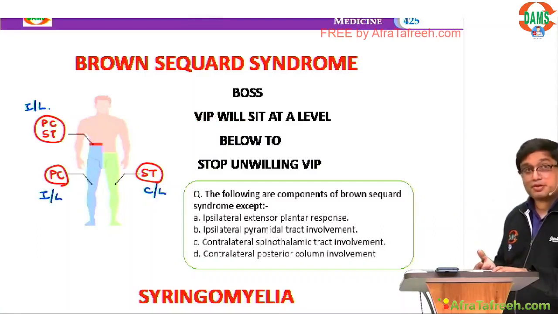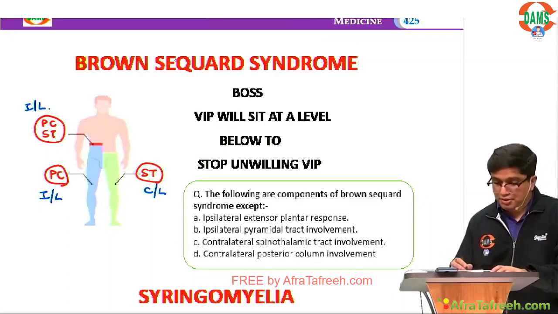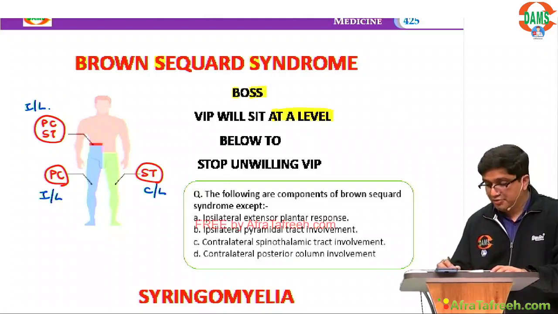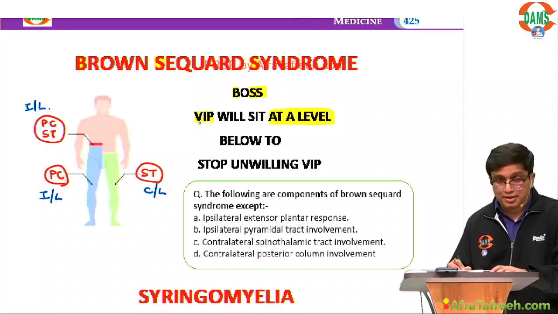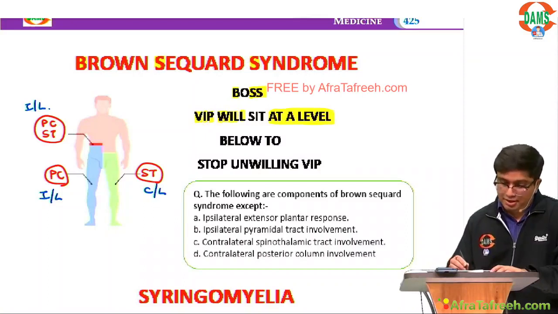How to remember it? BOSS, BSS, Brown-Séquard syndrome. BOSS, a BOSS topic in which at the level of the lesion we will have loss of vibration and proprioception on the same side, I, ipsilateral. I stands for ipsilateral. Weakness will again be ipsilateral at the level of the lesion, which is of the type LMN. So ipsilateral LMN weakness.